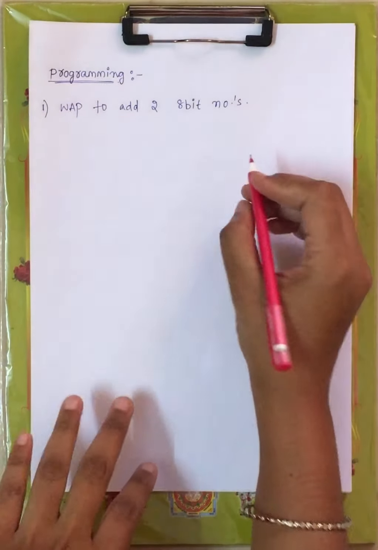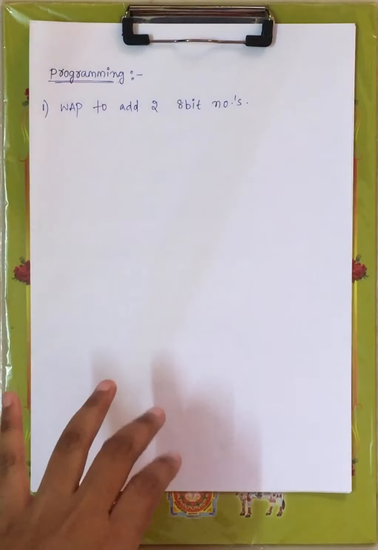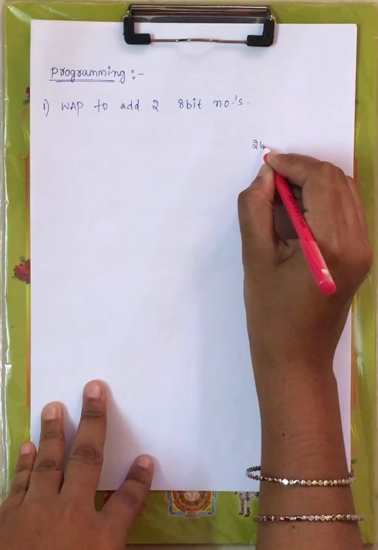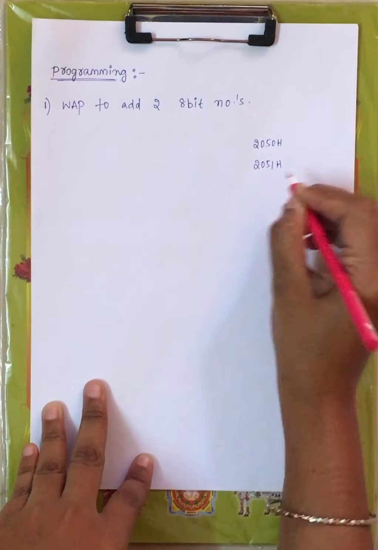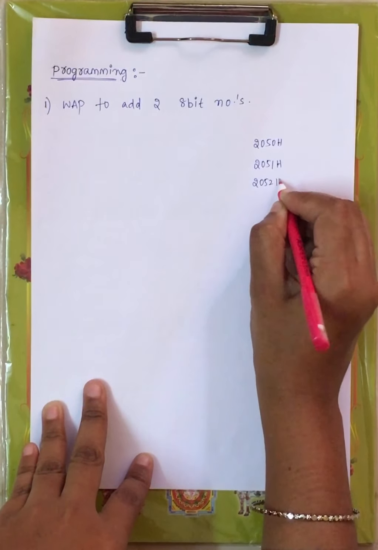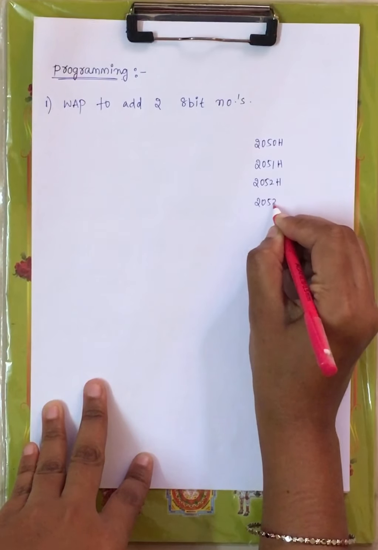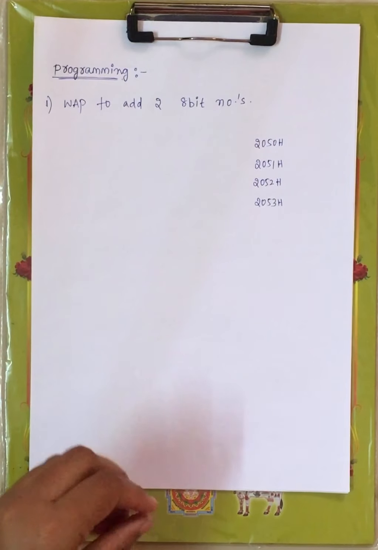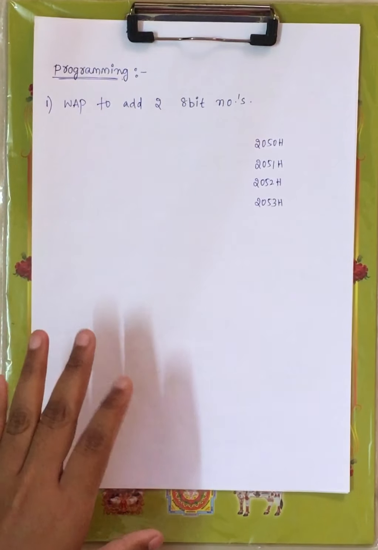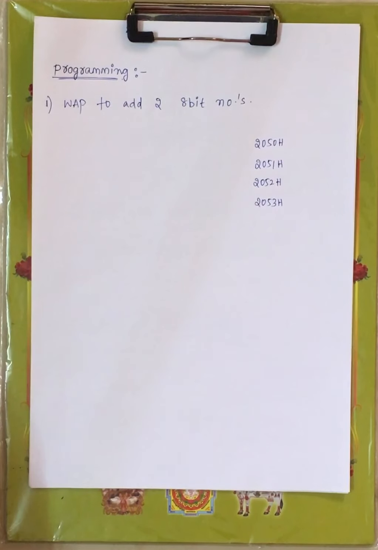Before going to it, let us assume 4 memory locations: 2050H, 2051H, 2052H and 2053H. Memory locations are used to store data, and on that data we can perform arithmetic and logical operations. I am assuming these 4 memory locations.